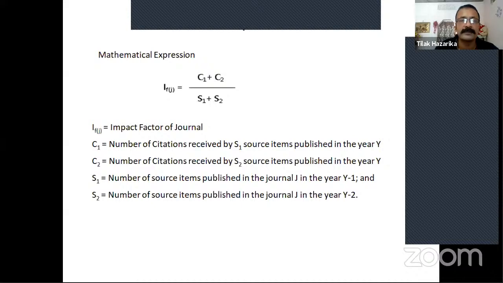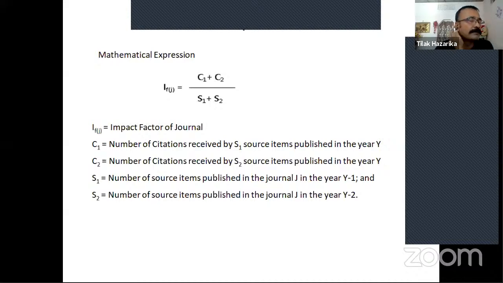It is a mathematical expression. Simply, it is the number of citations received by the articles published in the journal in the previous 2 years, how many times they are being cited by fellow researchers in the subsequent 2 years. It is a 2-year window, a 2-year period is taken to calculate the impact factor of the journals.